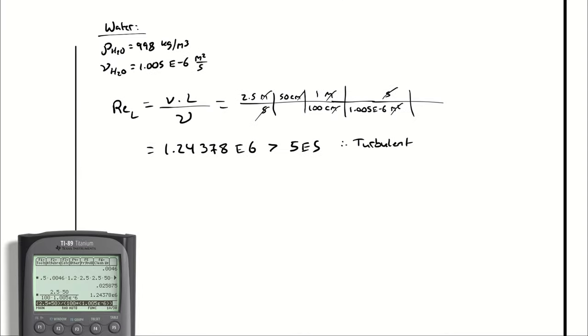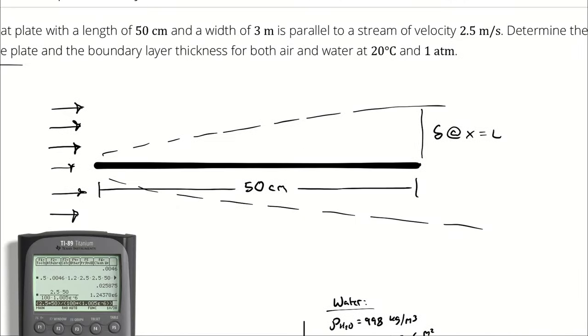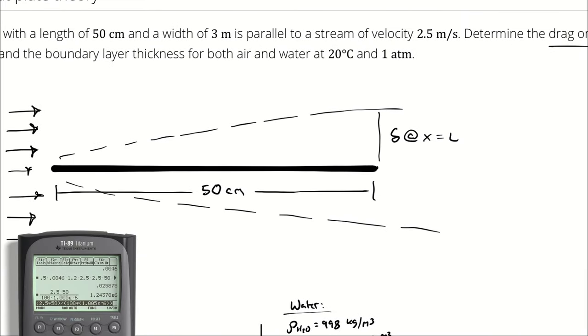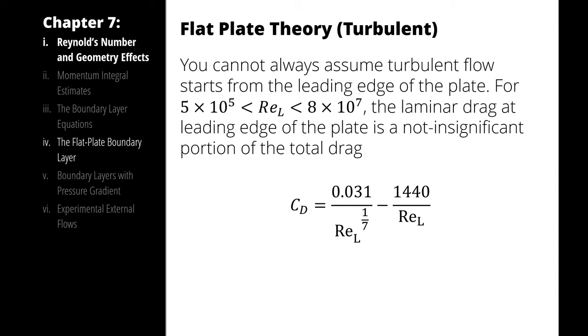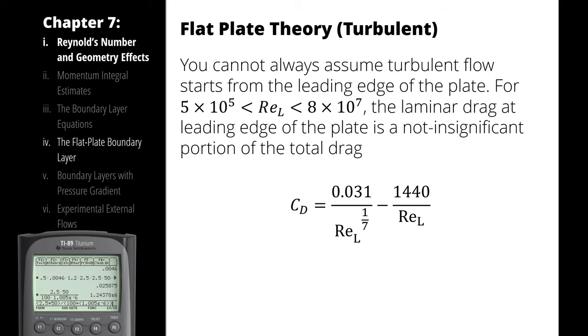So the fact that we have turbulent flow at the trailing edge of the plate does not mean that we're going to assume it's turbulent across the entire plate. It is more likely that we are going to start with laminar flow at the beginning of the plate and then transition to turbulent flow. So we have to account for both the laminar and turbulent parts of the flow in our drag force calculation. So again, we have laminar flow, turbulent flow, and transition from laminar to turbulent flow for our coefficient of drag for flat plates. Because our Reynolds number, which was 1.24 times 10 to the 6th, is not greater than 8 times 10 to the 7th, we're going to use this equation for the coefficient of drag.